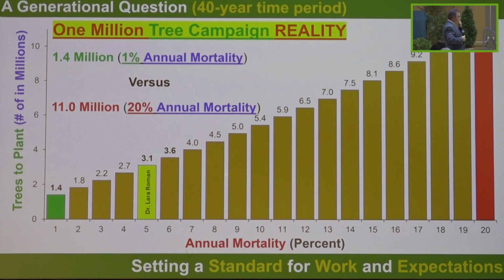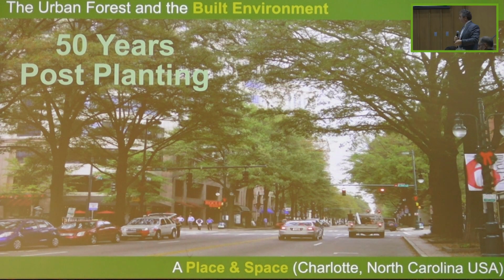Like Dr. Laura Roman, her PhD work was looking at tree survivability, and she had about 5% annual mortality from the projects that she worked with. Okay, so in that case, using her work, on average in the urban forest, we have a multiplier of about 3. Okay, and I think that's kind of a useful number. All right, so now let's look at like a 50-year post-planting.